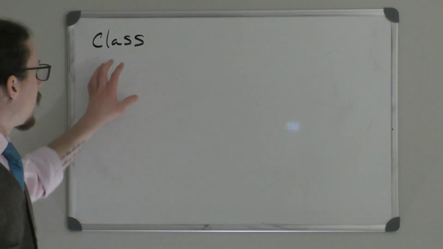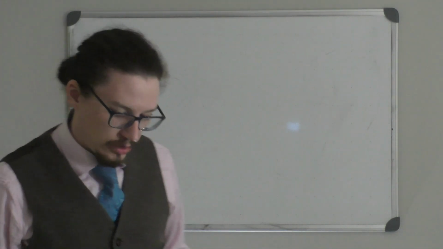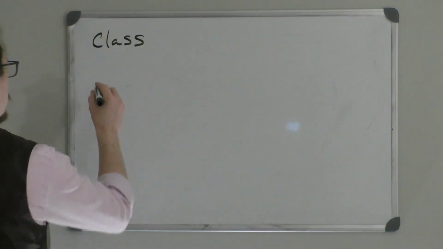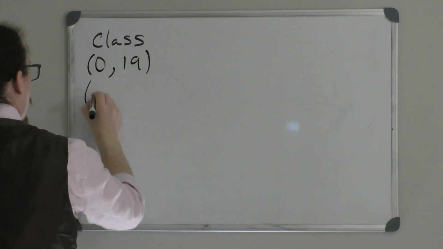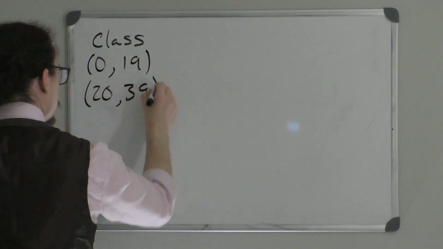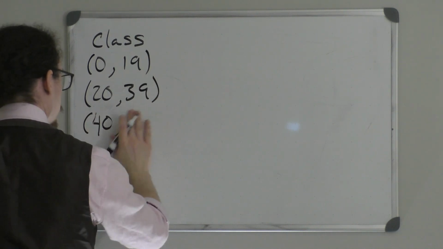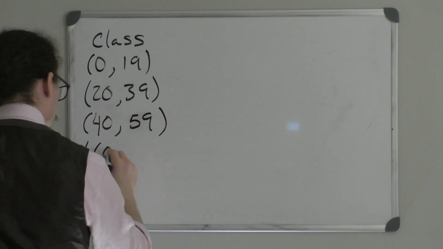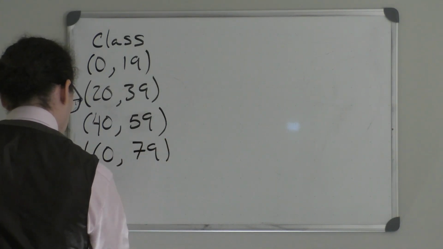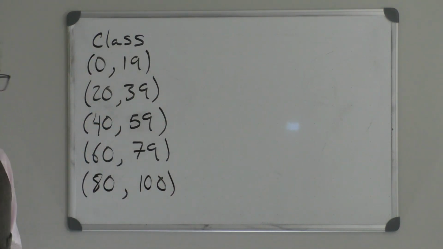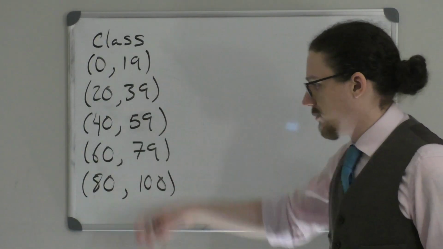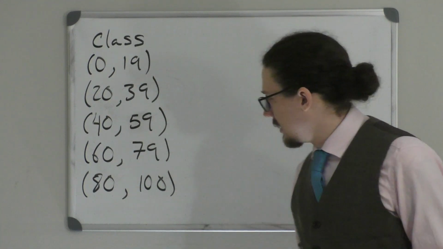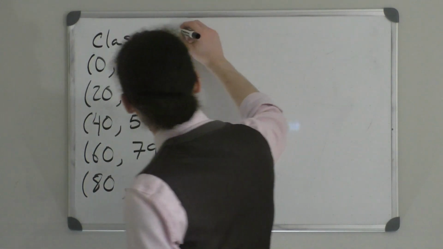All right, so we would have our classes, right? And our classes, again, we would have manufactured these if we're doing them by hand, but we're going to gloss over that. So our classes might look something like this. This is in unit increments of 20, except for this last one, which is technically 21. But those would be our classes.